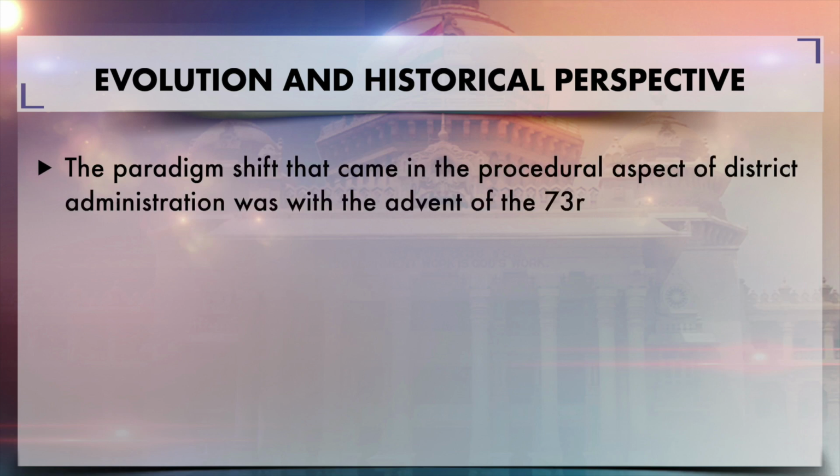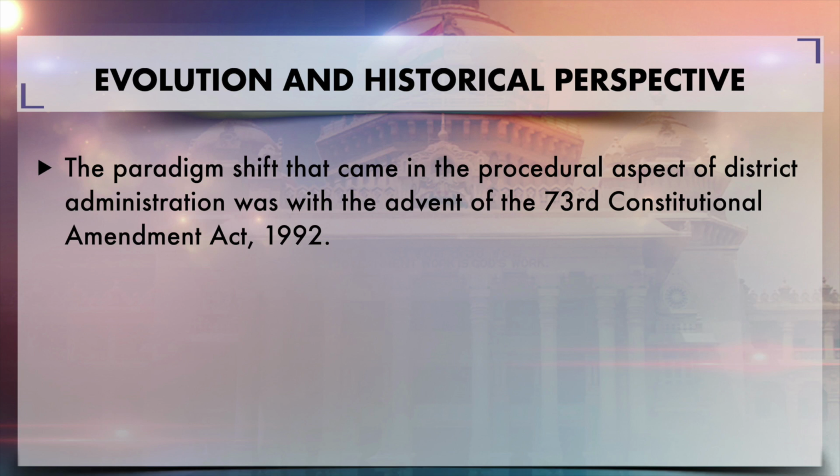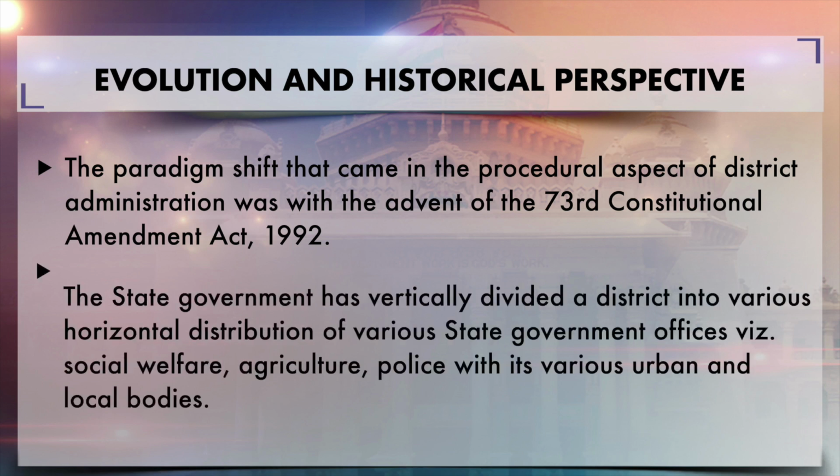The paradigm shift that came in the procedural aspect of district administration was with the advent of the 73rd Constitutional Amendment Act 1992, wherein the state government has vertically divided a district into various blocks and villages, with horizontal distribution of various state government offices, that is social welfare, agriculture, police, etc., with the various urban and local bodies.